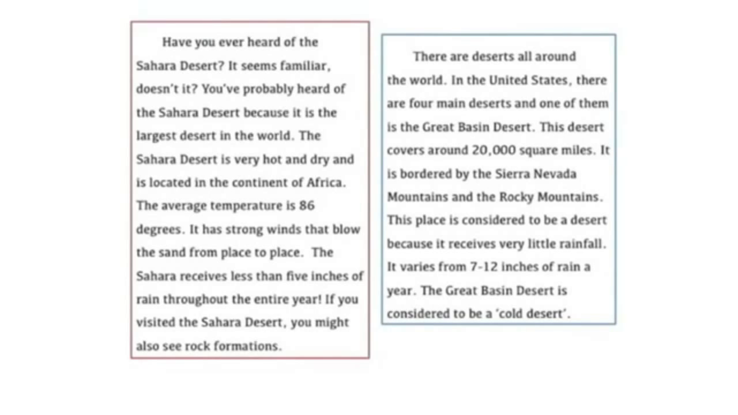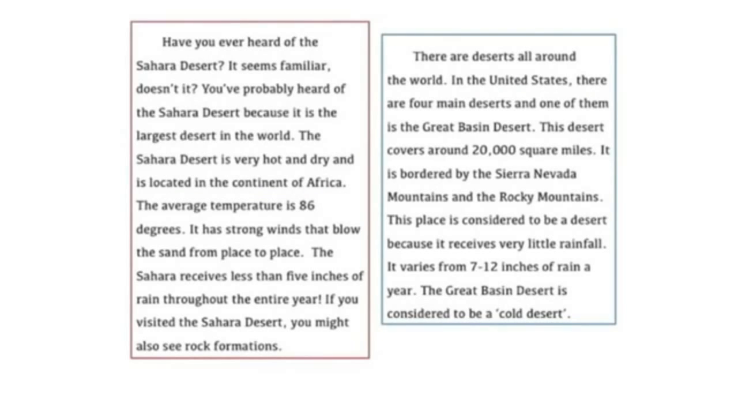As I was reading, I was already thinking about ways to compare and contrast the information. Were you? Let's talk about and highlight differences first. First, the Sahara Desert is located in the continent of Africa. The Great Basin Desert is located in the United States. I can see that these deserts are in different locations throughout the world.